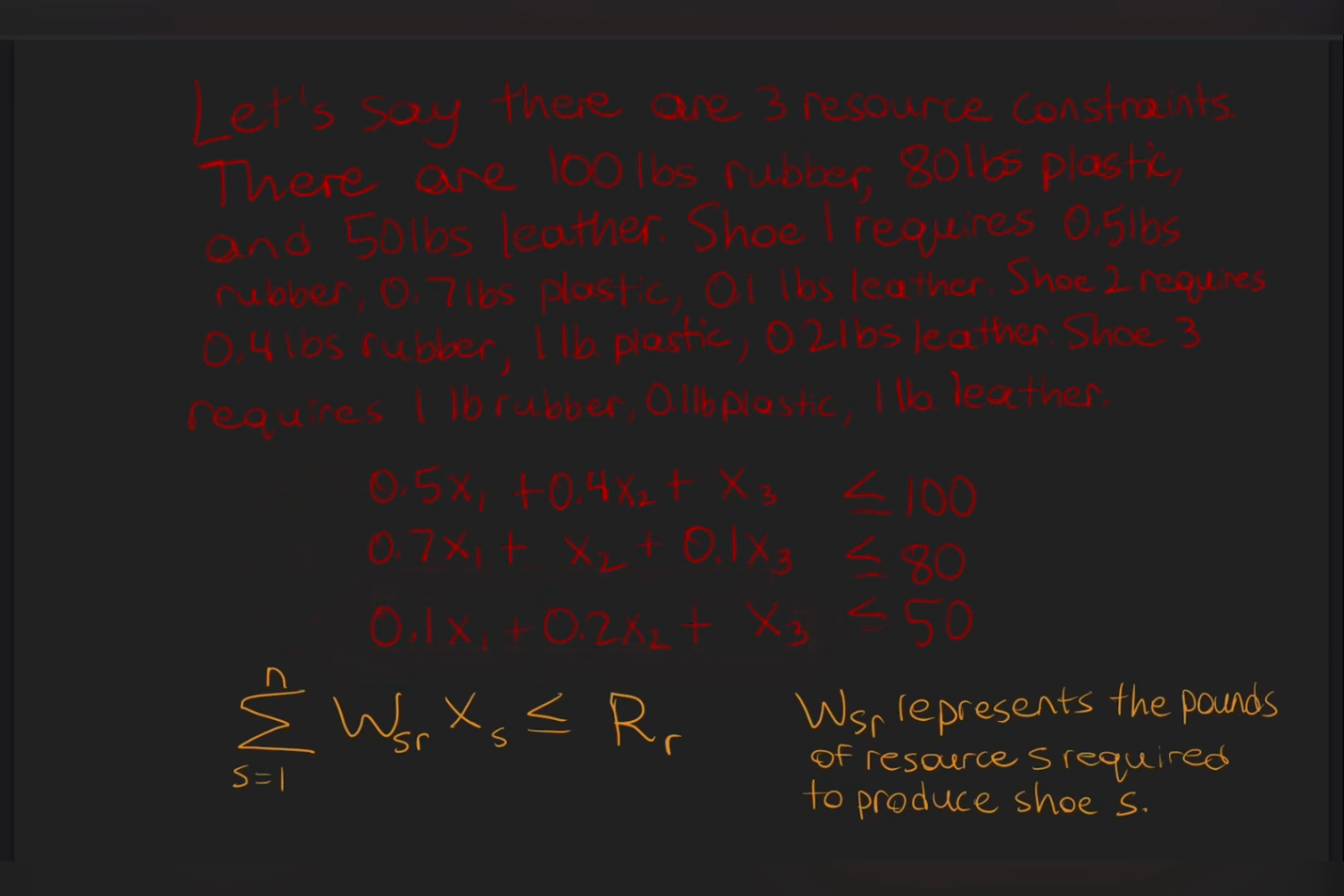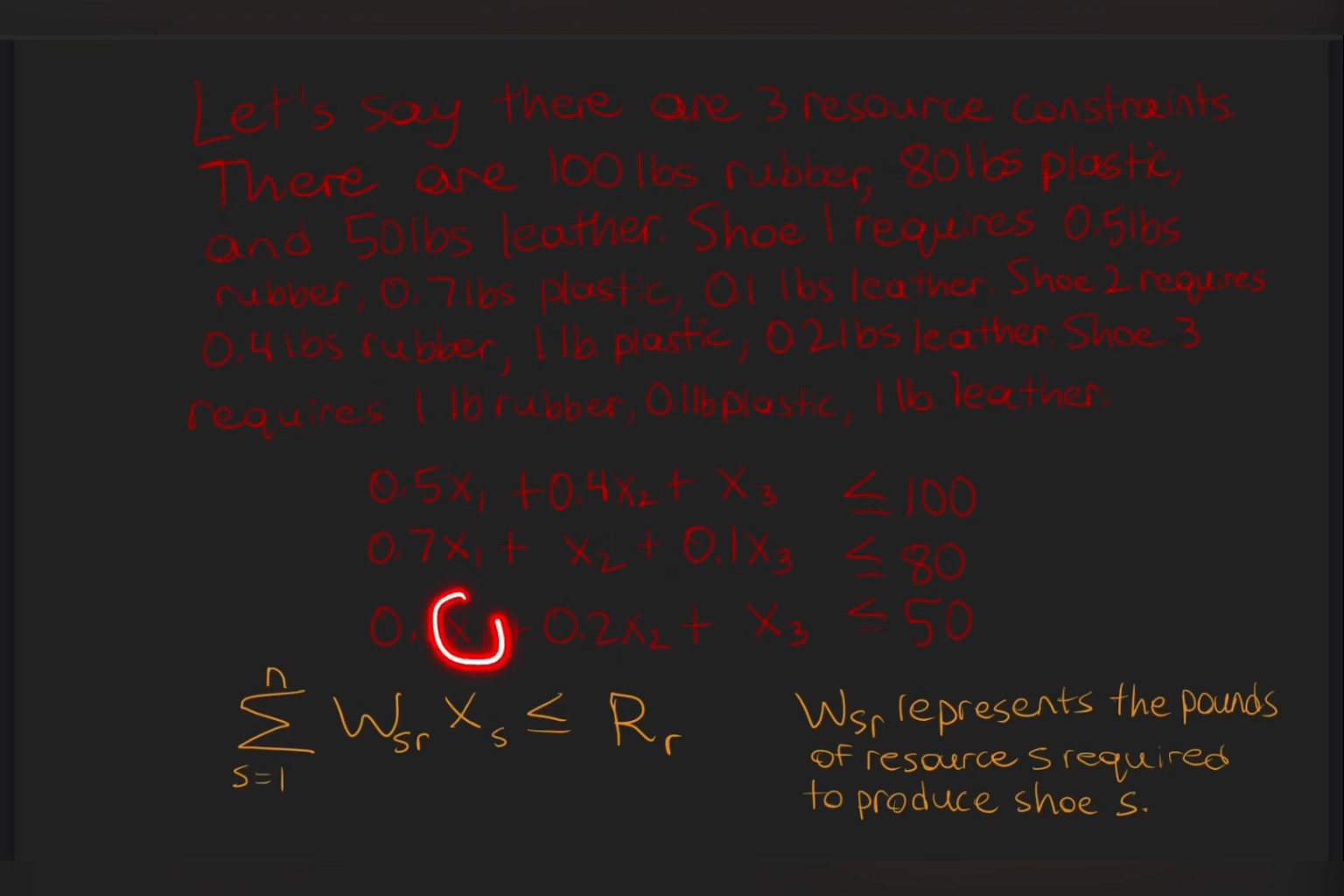Let's look at leather now. So there are 50 pounds of leather. We can't use more than 50 pounds of leather. Shoe 1 requires 0.1 pounds of leather, shoe 2 requires 0.2 pounds of leather, and shoe 3 requires 1 pound of leather. So if we produce 5 pairs of shoe 1, then we're going to use a whole half a pound of leather because 5 times 0.1 is 0.5, 0.5 is a half.